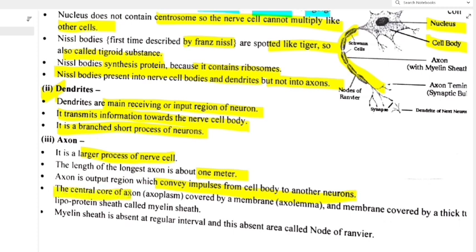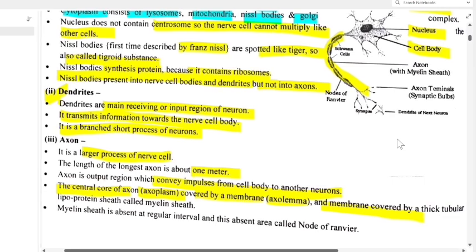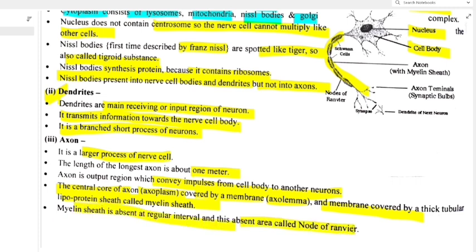The central core of the axon, axoplasm, is covered by a membrane, the axolemma, and the membrane is covered by a thick tubular lipoprotein sheath called the myelin sheath. The myelin sheath is absent at regular intervals, and this absent area is called the node of Ranvier. See, where is the node of Ranvier? This one. And the myelin sheath, can you see? This black one they have marked, this is our myelin sheath.